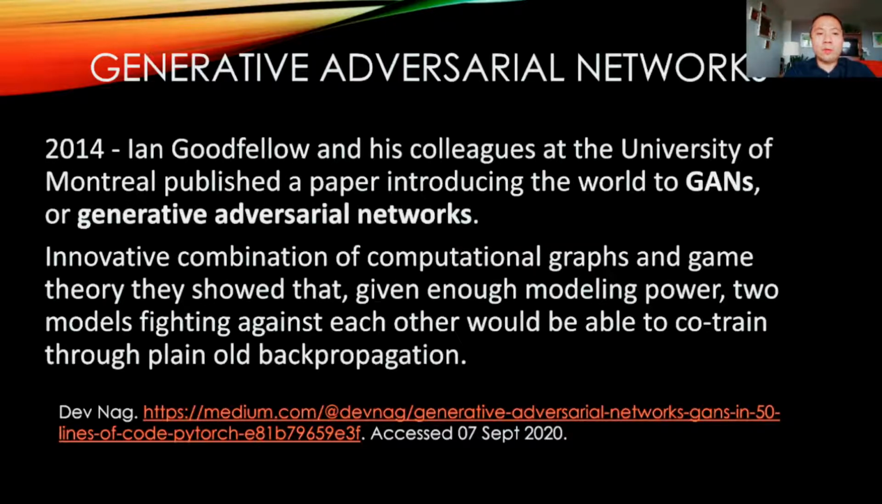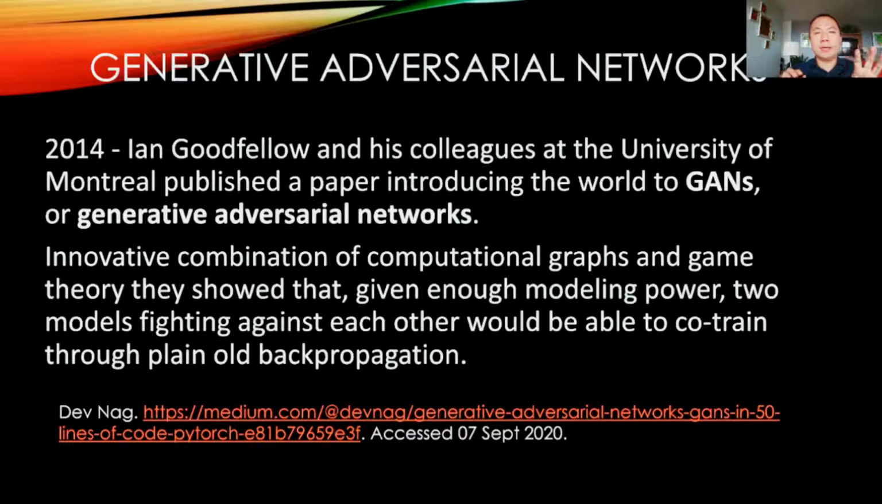With this innovative combination of computational graphs and game theory, they showed that given enough modeling power, two models fighting against each other would be able to co-train through plain old backpropagation. Backpropagation here is applied in both networks so that the generator produces better images, while the discriminator becomes more skilled at flagging the synthetic images. So you can see there are two conflicting parties or components here.